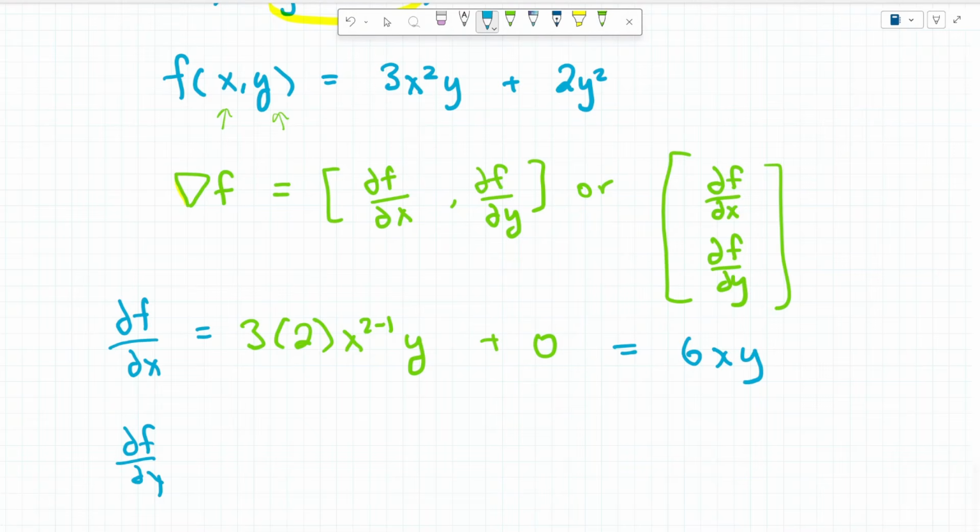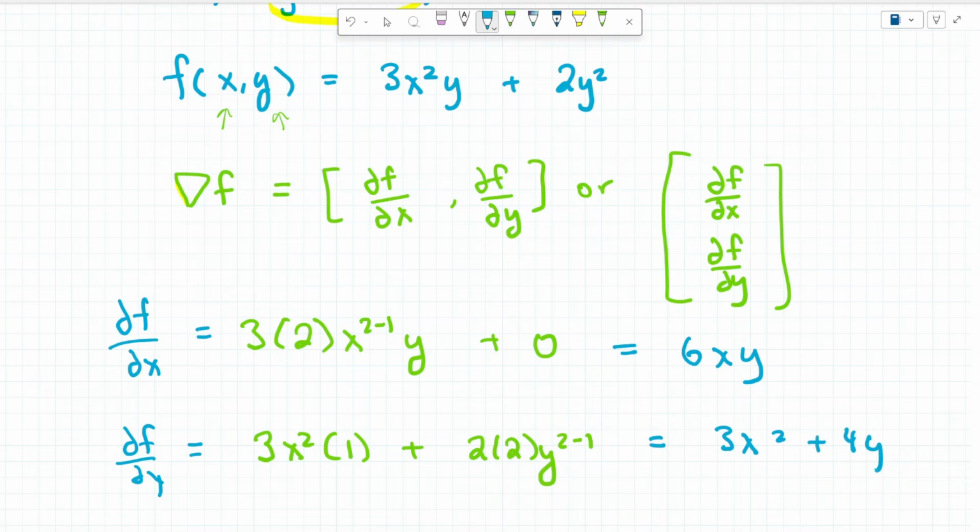Now looking at our partial derivative of f with respect to y, we're going to hold x as constant and differentiate with respect to y. So here we end up with 3x squared multiplied by 1, plus 2 times 2y to the 2 minus 1, following the power rule. Again, this gives us 3x squared plus 4y.